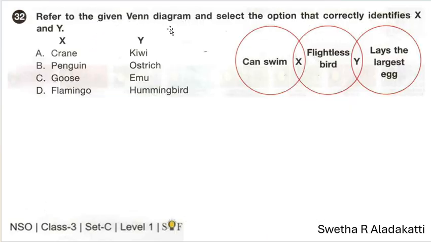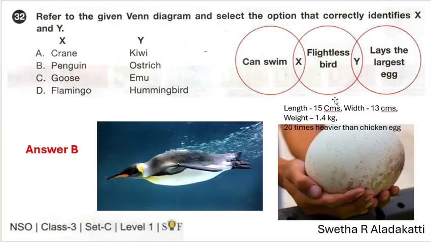32. Refer to the given Venn diagram and select the correct option. Identify X and Y. Flightless bird that can swim is X. Flightless bird that lays the largest egg is Y. Let's see the answer. So, the flightless bird that can swim is a penguin. How beautifully it is swimming, right? Wow. No, it cannot fly, but definitely it can swim very nicely.